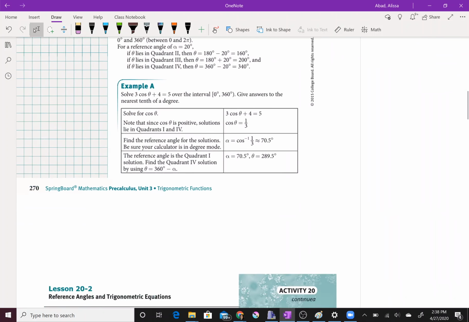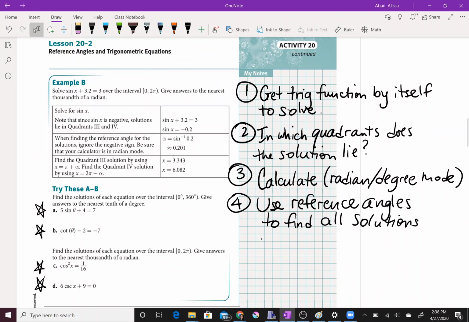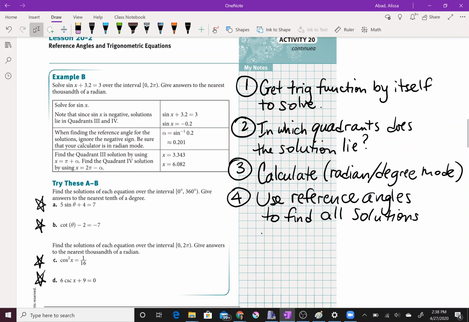Okay, so let's go over these examples over here. And I put those steps back over here in this page. Let's find the solutions of these two equations over the interval 0 to 360 degrees. So we are going to be having our answers to the nearest tenth of a degree. Okay, let's first do what we did last time with solving a trig equation: getting our trig function by itself.